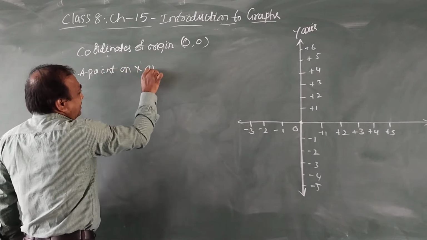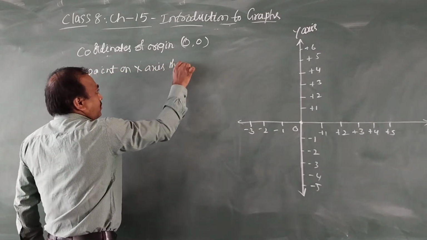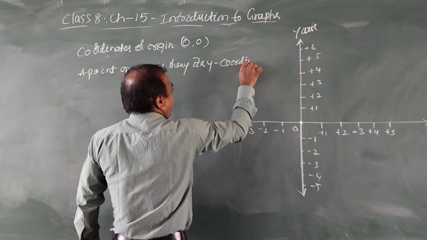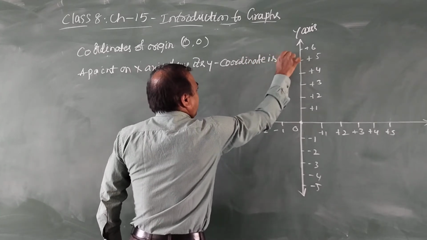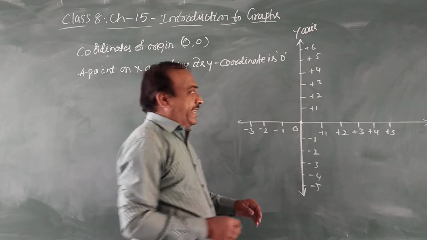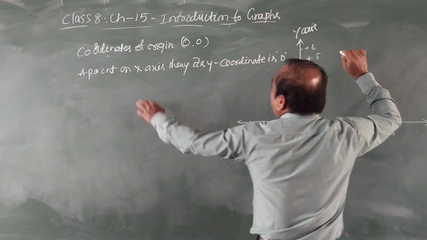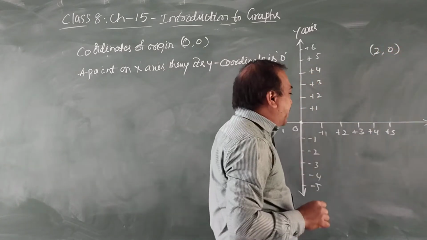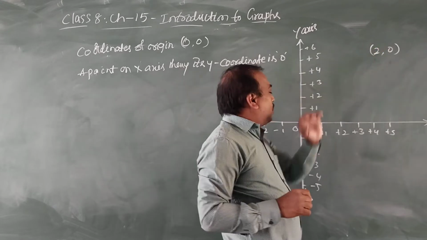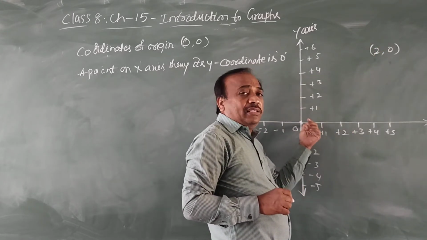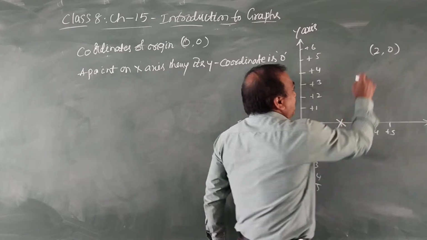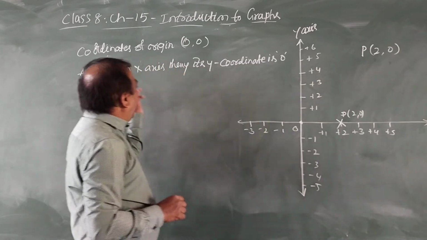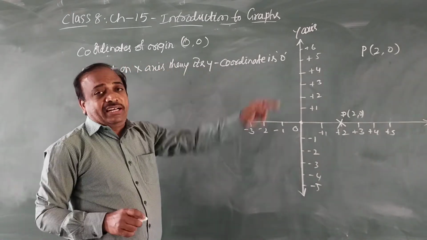And for a point on the x-axis, its y coordinate is 0. For a point on the x-axis, you see, it is 2 comma 0. Where do we locate it? The first one is the x coordinate, the second one is the y coordinate. So the y coordinate is here 0. So this is the point P, 2 comma 0. For a point on the x-axis, the y coordinate is 0.